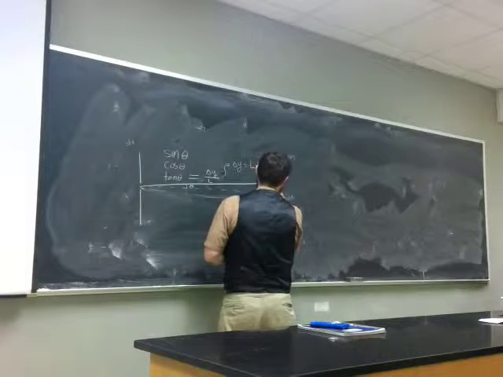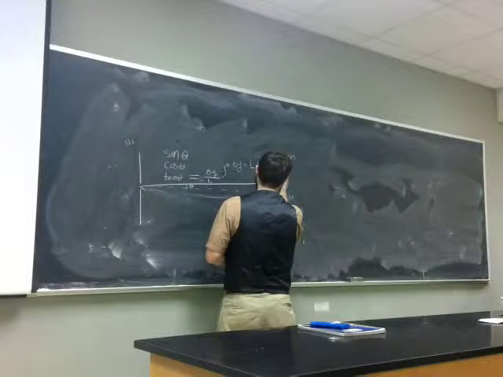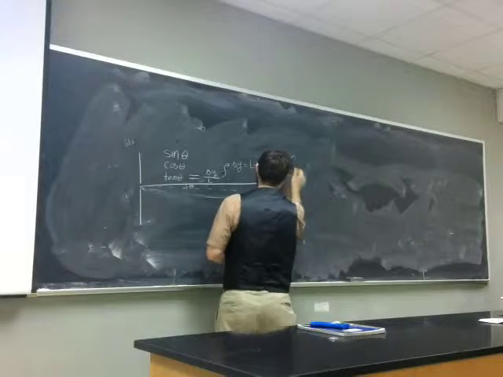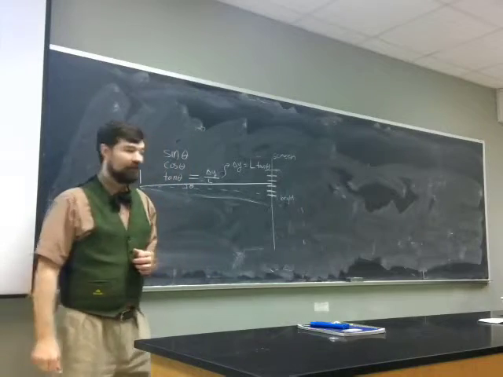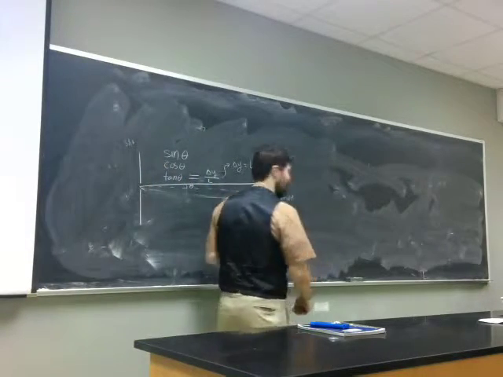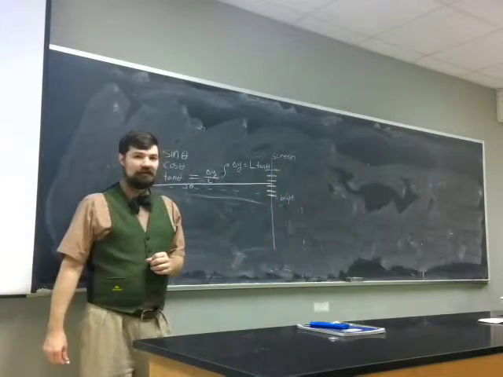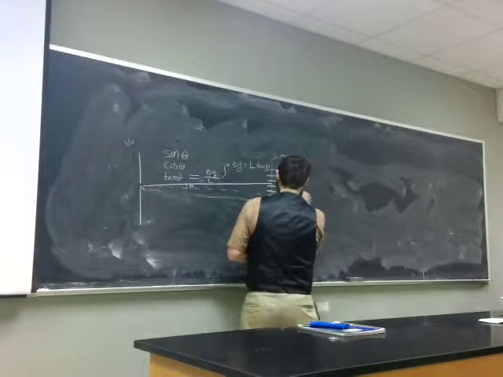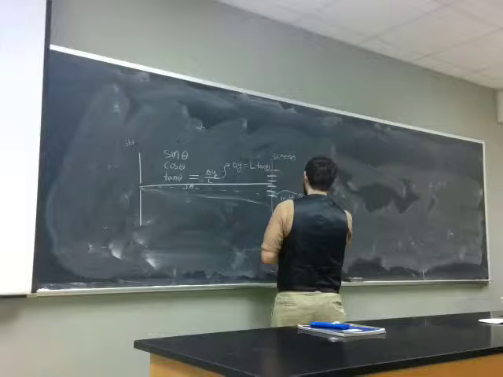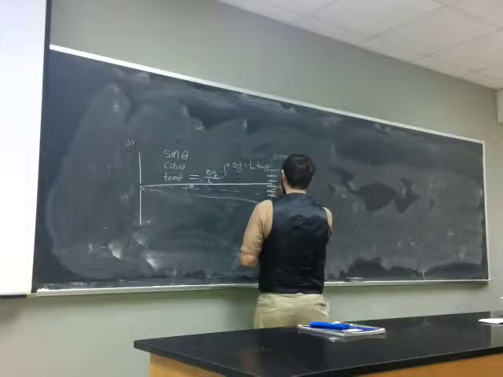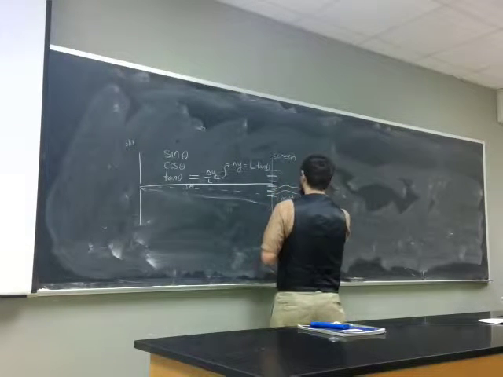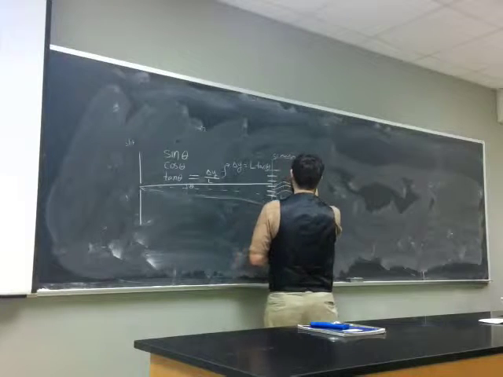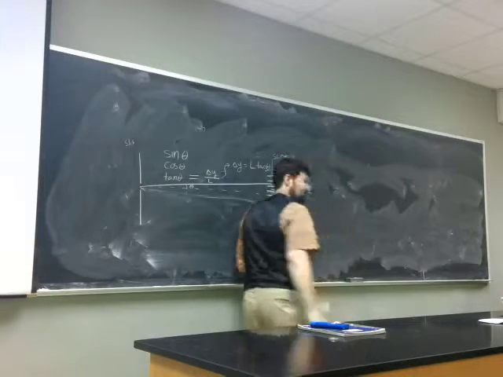Maybe your next bright fringe is here, here, here, etc. And then you'll have this mirrored below as well. So the order is looking at these dark fringes. This right here would be m equals 1. This right here would be m equals 2. This is m equals 3, etc.